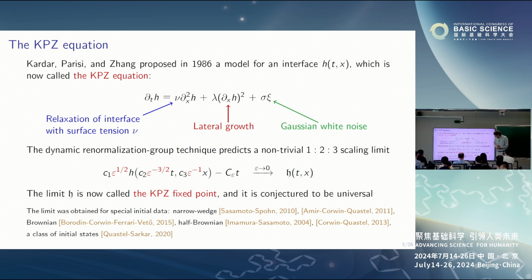Maybe I should say that proving this scaling limit for the solution of the KPZ equation is still an open problem. For very few particular initial conditions it has been done, by several authors. But to prove this limit for arbitrary reasonable initial condition is still open.